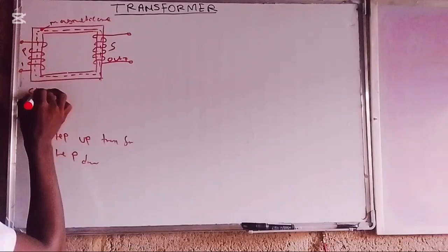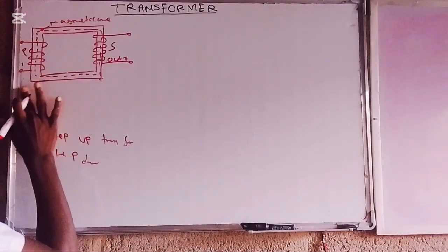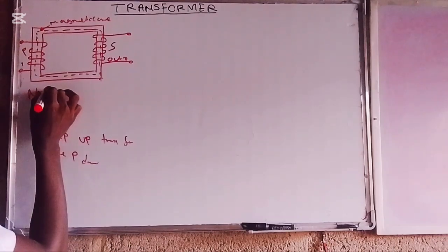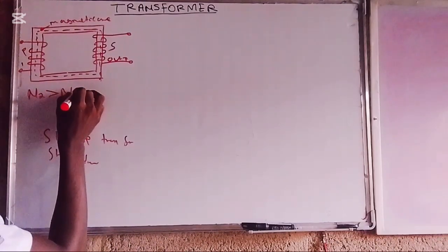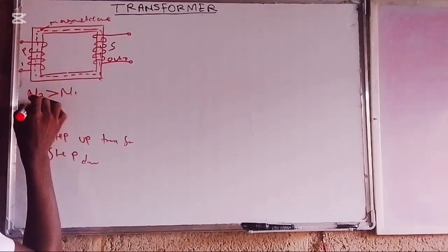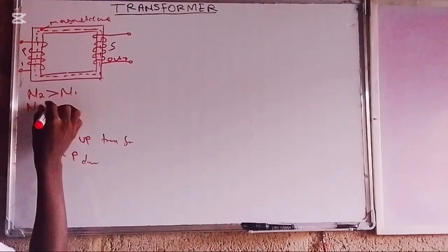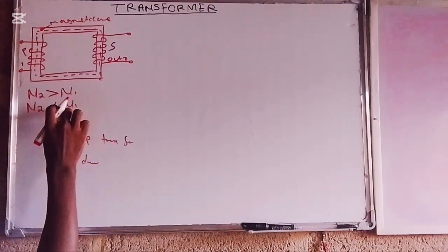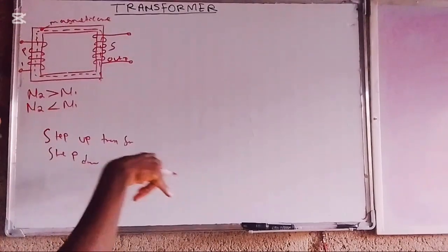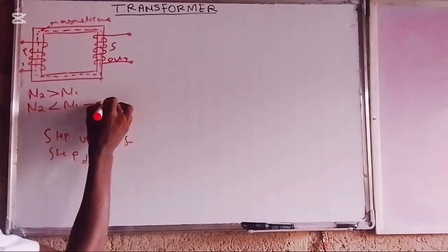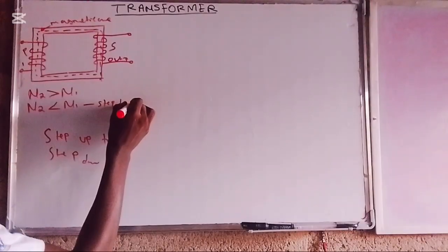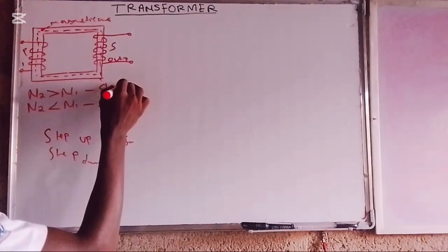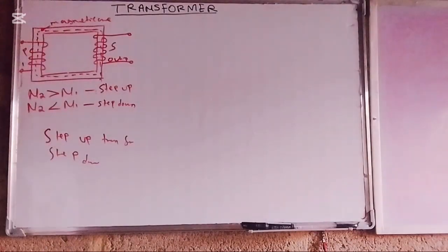A transformer is said to be step up when the number of turns of secondary is greater than the number of turns of primary. But when the number of turns of secondary is less than the number of turns of primary, it means the number of primary turns is higher than the number of secondary turns. So that's step down. And this is step up transformer.